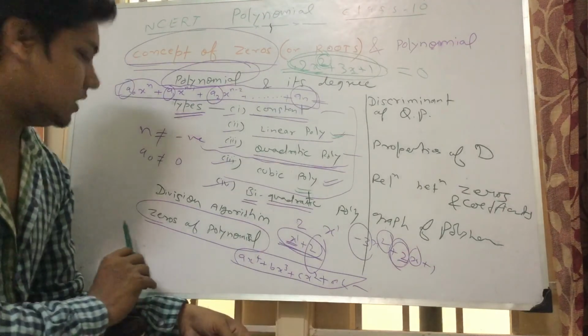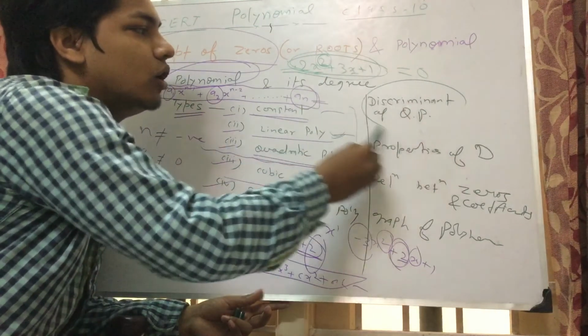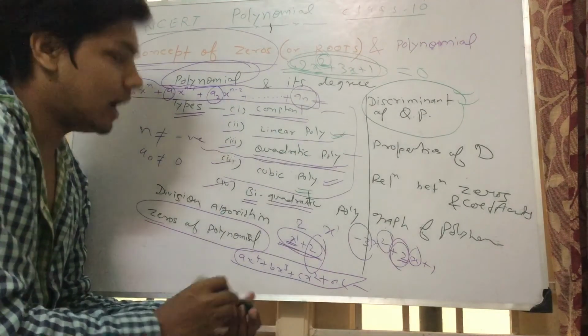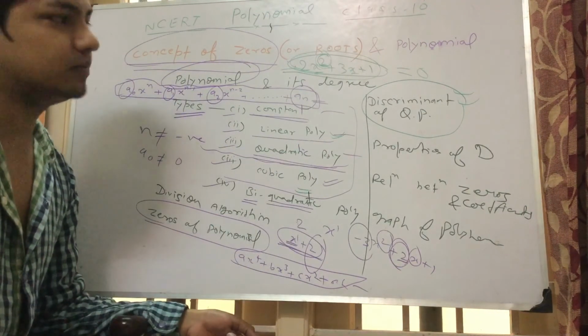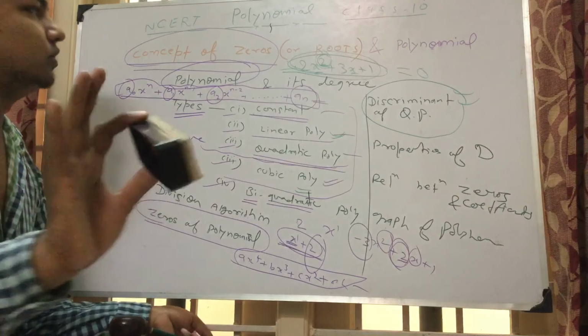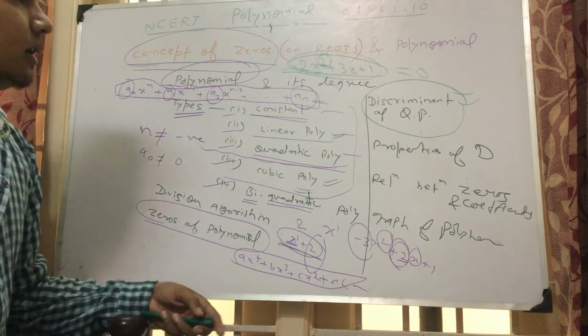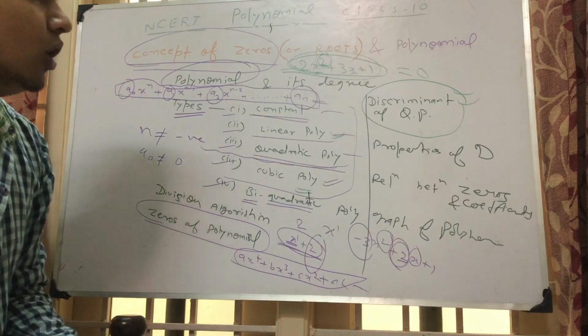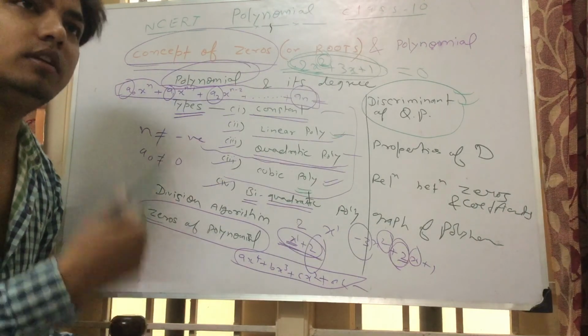Then we have to discuss the discriminant of a quadratic polynomial. Okay, I have to erase this. No, don't. We can discuss here what is the discriminant and its properties. Okay, let's pause the video. We'll make a new video.